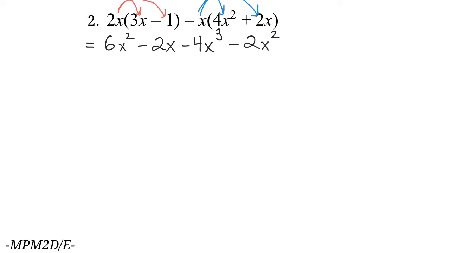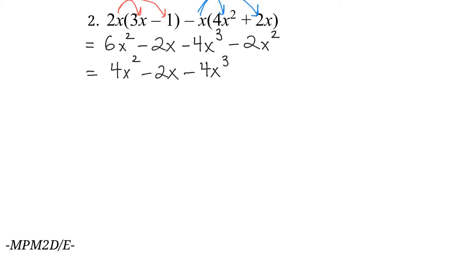So once you've simplified, you want to check for like terms. And we do have like terms. We've got a 6x squared and a 2x squared. So 6x squared minus 2x squared is going to give us 4x squared. And then there are no other like terms. We've got a -2x, and there's nothing to go along with that. And we have a -4x cubed. And there's nothing really to go along with that. So this is as simplified as we can get it.